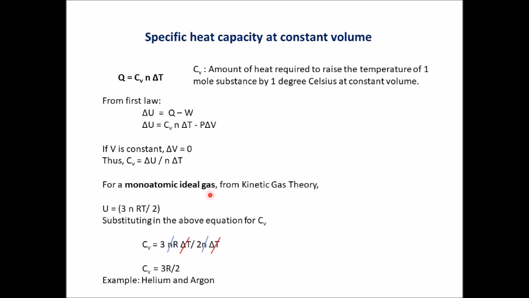For a monoatomic ideal gas, from kinetic gas theory we understand U is equal to 3nRT by 2. Substituting in the above equation for Cv, we get Cv is equal to 3R upon 2. What is Cv? Cv is equal to delta U upon n delta T. So substitute the value for delta U. Delta U will be equal to 3nR delta T upon n delta T. So the common factors cancel, and we have Cv is equal to 3R by 2 for monoatomic gases like helium and argon.